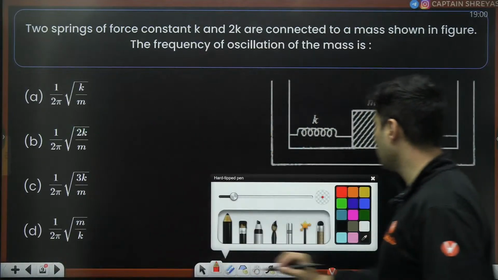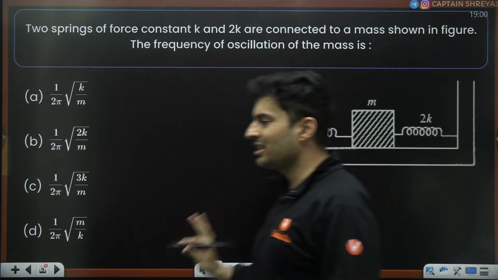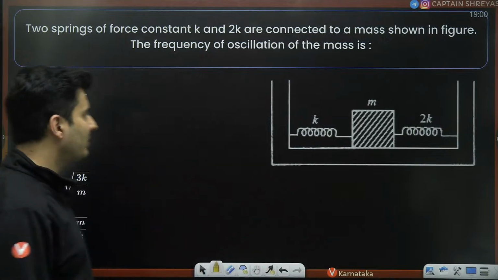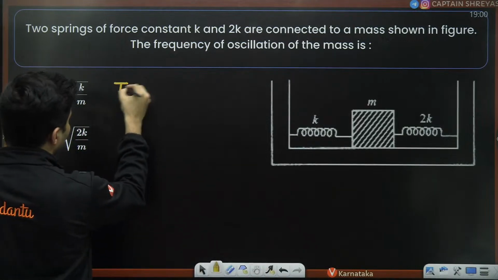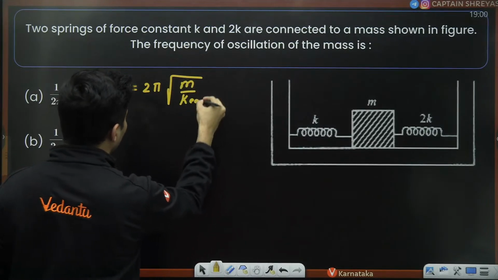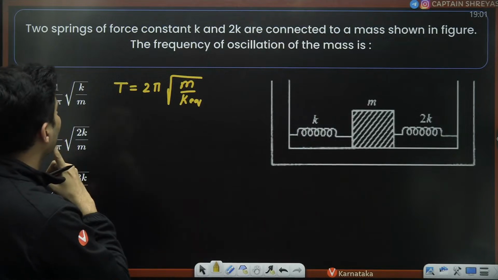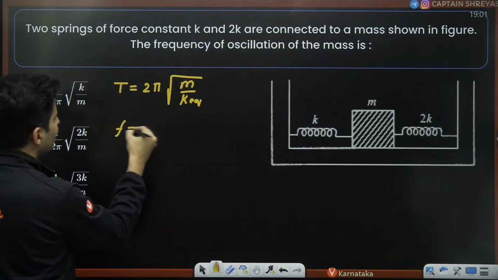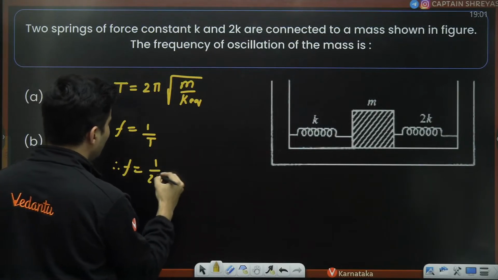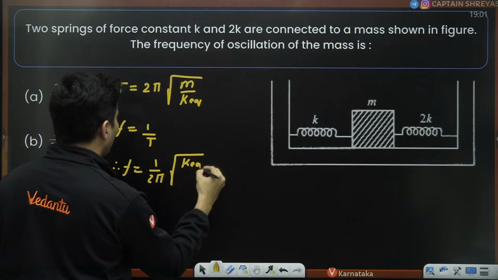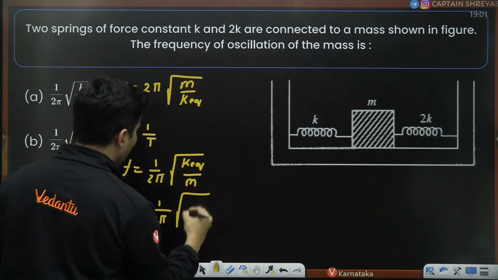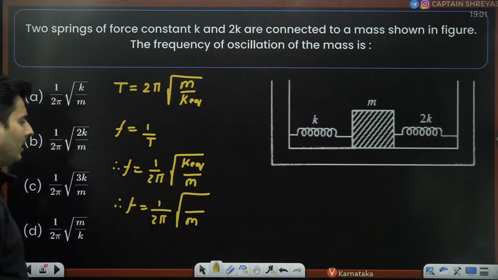Let's go to the next question coming up on your screen. Now, whenever you see these types of questions, multiple springs and a block, you have to find the equivalent spring constant, because the time period is 2 pi under root mass by equivalent spring constant. But we have been asked frequency. Frequency is 1 by time period. Therefore, the frequency is 1 by 2 pi under root k equivalent by mass.